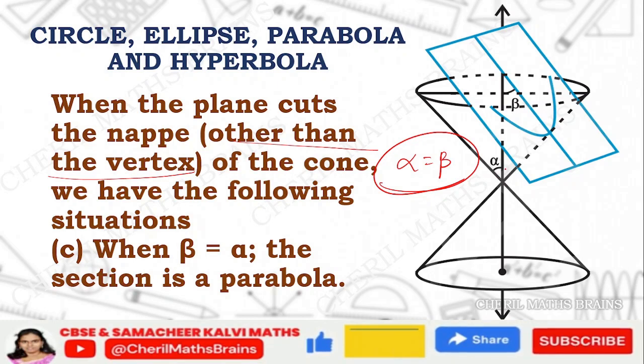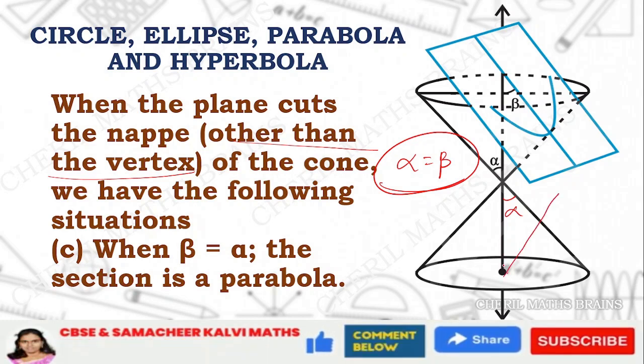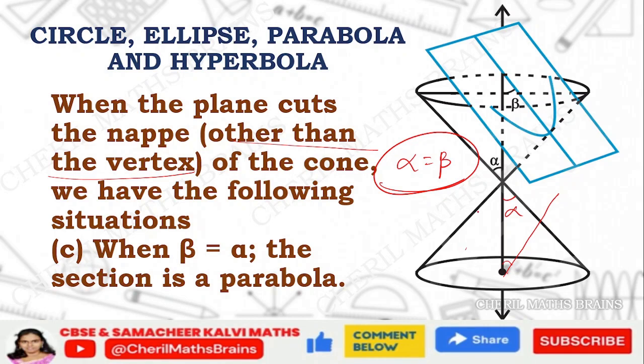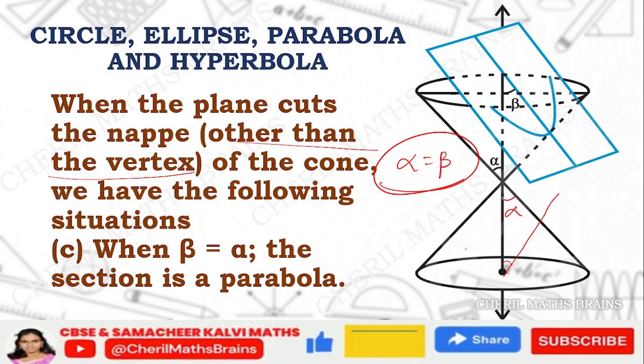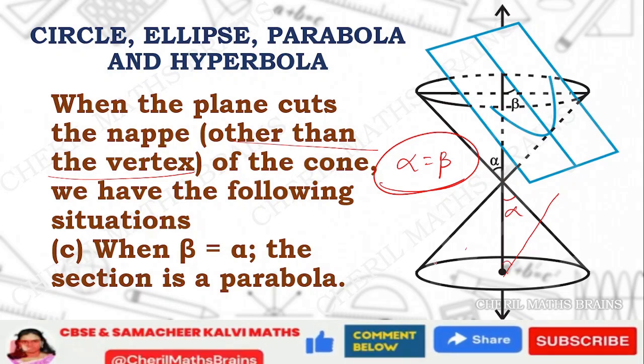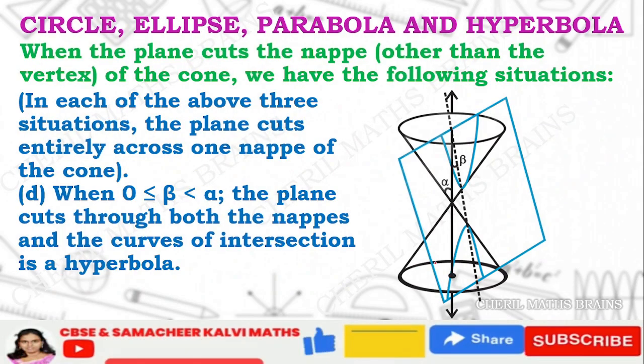We can do the same thing even in the lower nape here. So this is our angle alpha, and I can say that this is also alpha. So I can even cut at an angle here in such a way that you have another angle beta which is equal to alpha. In that case also you can get a parabola.